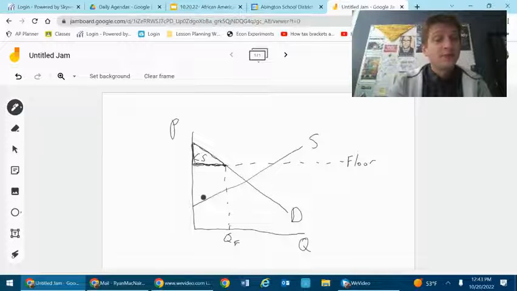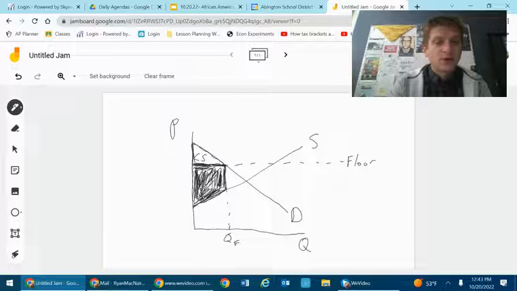Now the price producers receive with a price floor is set right there, still at the price floor. The y-axis didn't move and the supply curve didn't move. But now, instead of going all the way to the equilibrium point, we stop at our quantity. So that trapezoid that I am filling in now, this whole thing is our producer surplus. So all of that area that I'm shading in is producer surplus.